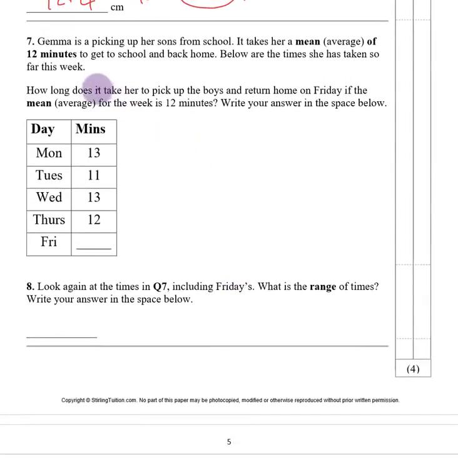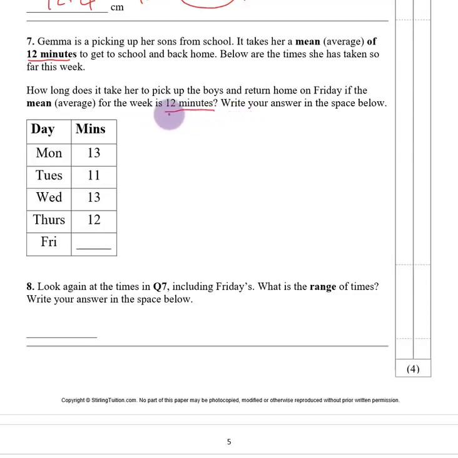Number 7. Gemma is picking up her sons from school. It takes her a mean average time of 12 minutes to get to school and back home. Below are the times she has taken so far this week. How long does it take her to pick up the boys and return home on Friday if the mean average for the week is 12 minutes?